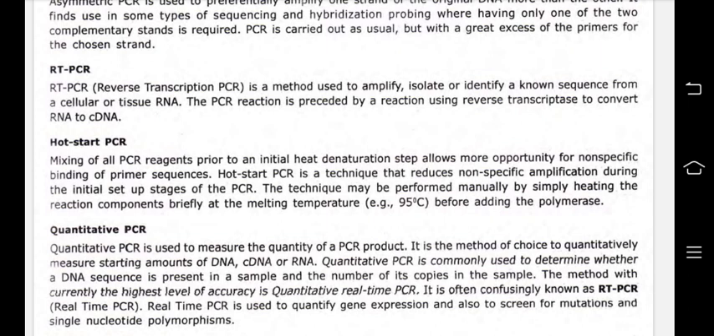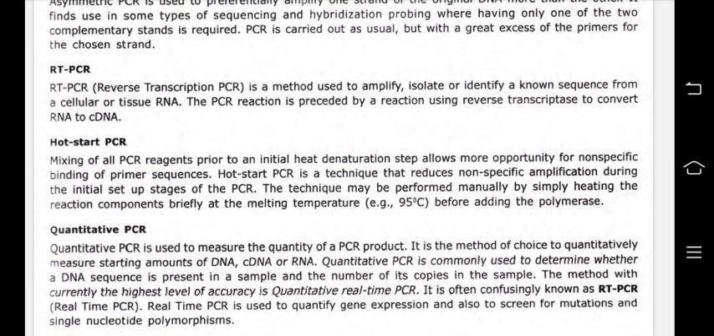Then quantitative PCR. Quantitative PCR is used to measure the quantity of a PCR product. It is the method of choice to quantitatively measure starting amounts of DNA, cDNA and RNA. Quantitative PCR is commonly used to determine whether a DNA sequence is present in a sample and the number of its copies in the sample. The method with currently the highest level of accuracy is quantitative real-time PCR.